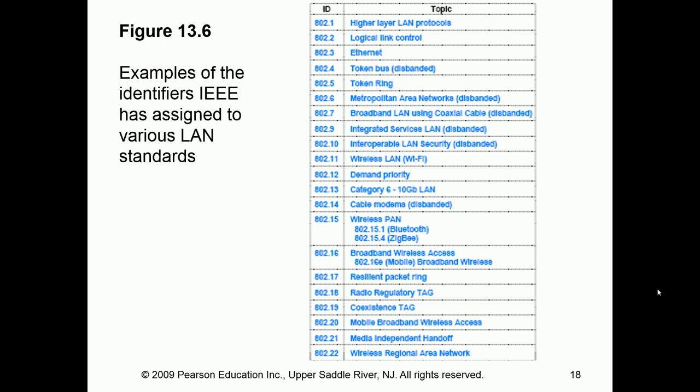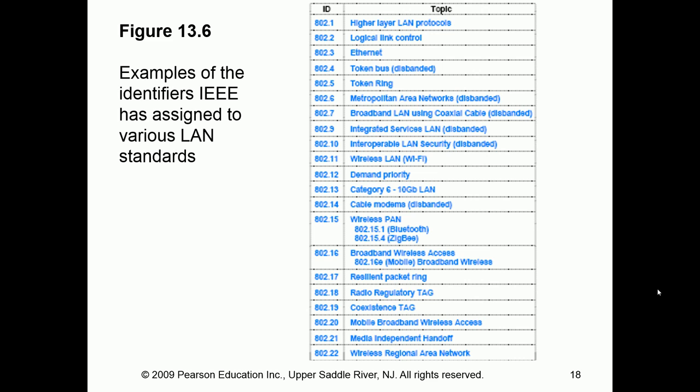802.1, this used to be higher layer LAN protocols. 802.2, that's our link, or logical link controller. 802.3, this is the one that most people are most familiar with, that's our wired Ethernet. 802.4 and 5, that's our token ring bus and hub, which both of those kind of don't exist anymore. 802.6, our MANs, don't really exist anymore. 802.7, our broadband LAN using coax, that doesn't really exist anymore. 802.9 and 10, those would be our LAN security and integrated services for our LAN, aren't really used anymore.